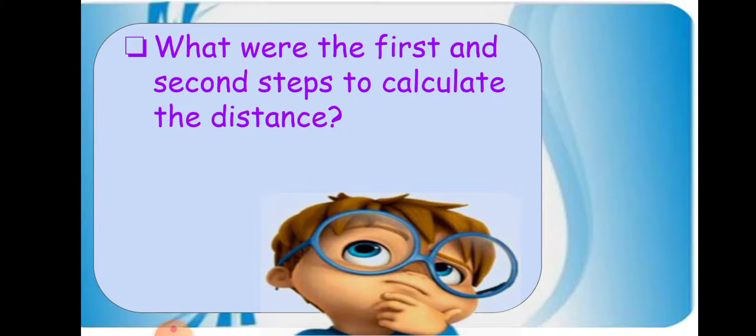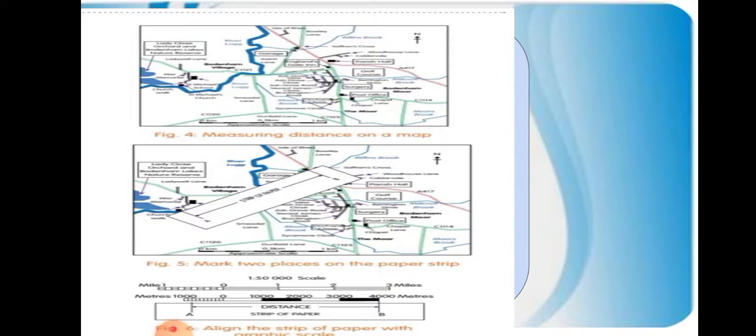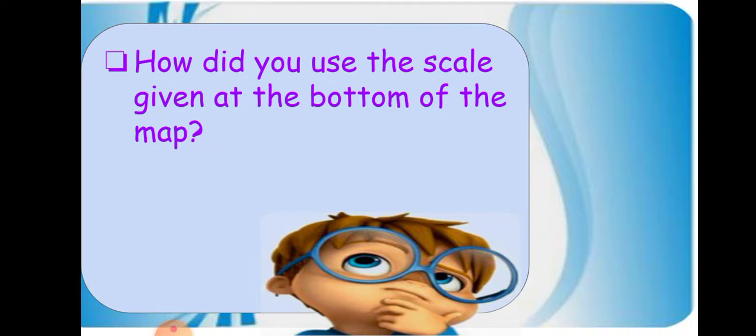We first calculate the distance between two places. And what was the method? A method called the crow-flies line, the shortest distance between 2 points, is found. And the second step, then using the scale given on the map, we calculate the distance. So how did you use the scale given at the bottom of the map? So after finding the shortest distance between 2 points, we used the scale given on the map, then calculate the distance.